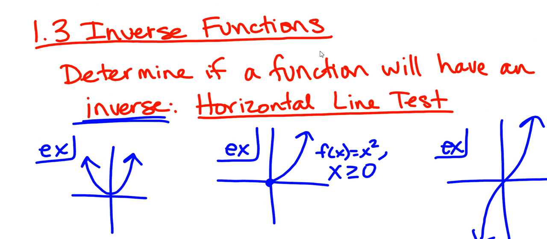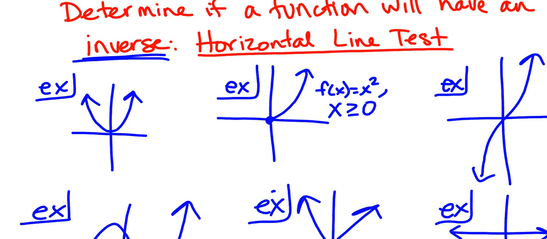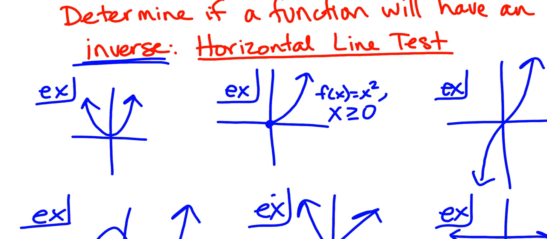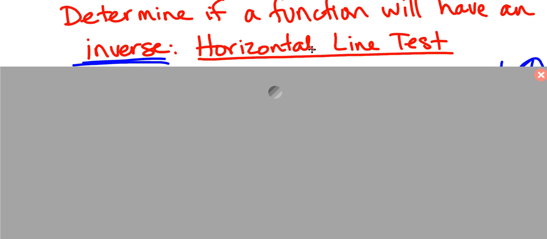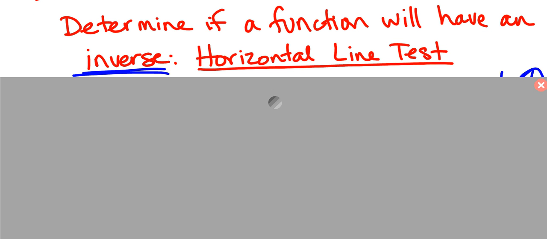So inverse functions, we're still at the same standard: determine if a function will have an inverse. And we do that by doing the horizontal line test. So we wrote this in our notes then. To determine if a graph is indeed a function, we do the vertical line test, but to figure out if it has an inverse, we do the horizontal line test.